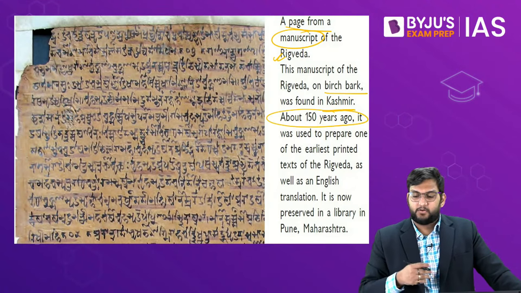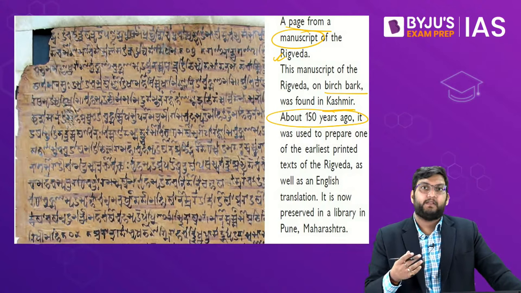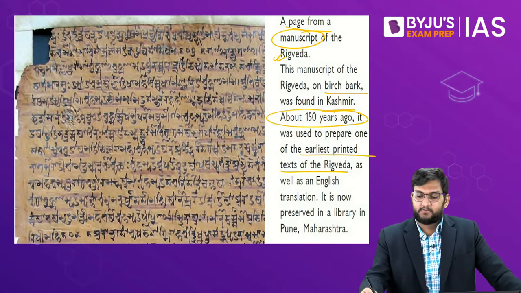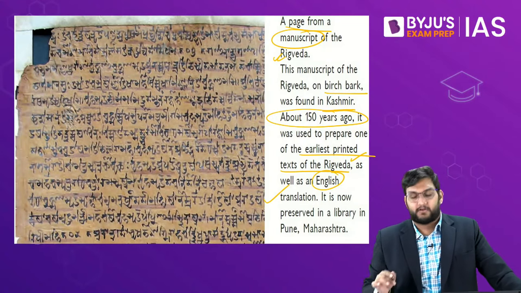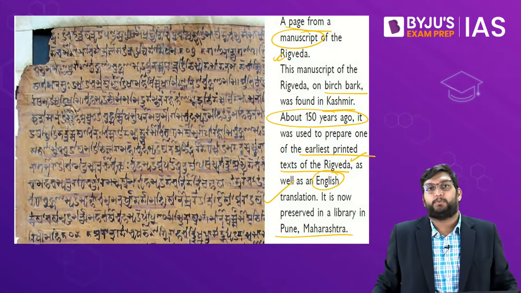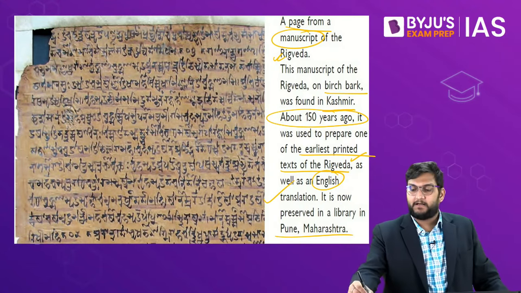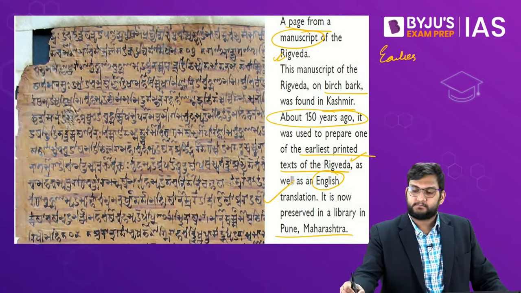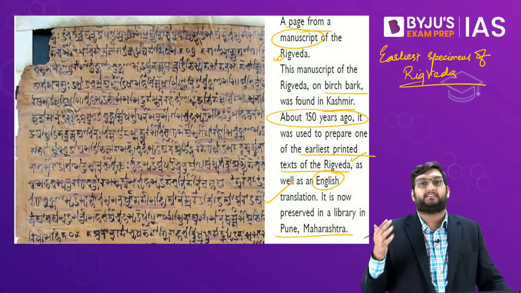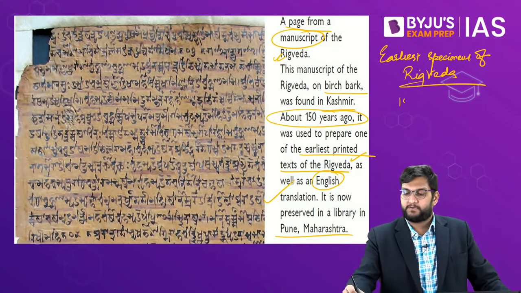About 150 years ago was the first time that this text was found, and the earliest text of the Rigveda was reconstructed on this. The English translation also, and you can find it in Pune if you want to go there. In the Pune library, you will find the copy of this. Basically, this is the earliest specimen of the Rigveda.